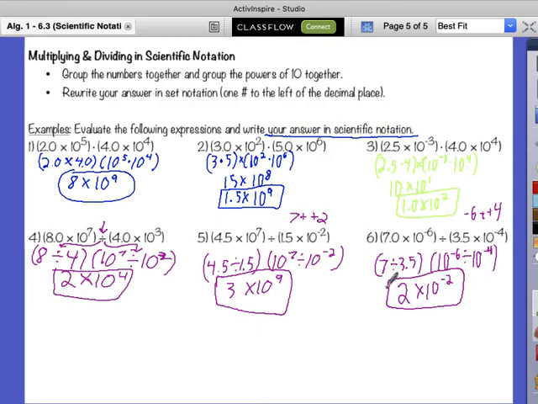No? Okay. So, guys, on your homework for this, it's going to be mixed up. You're going to have some multiplication, you're going to have some division. You have to be very careful with your signs.